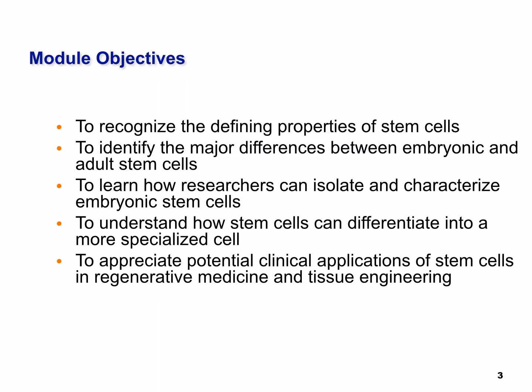Our objective over the next 3 lectures is to recognize the defining properties of stem cells, to identify the major differences between the different cell types, including embryonic and adult stem cells, to learn how researchers can isolate and characterize stem cells, to understand how stem cells can differentiate into a more specialized cell type, and to appreciate the potential clinical applications of stem cells in regenerative medicine and tissue engineering.